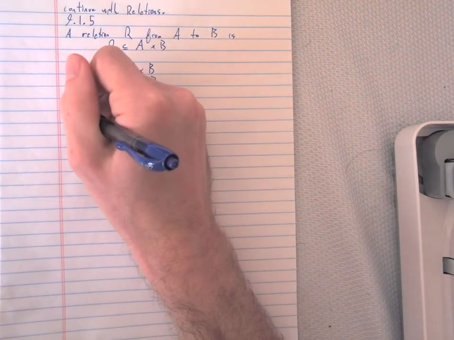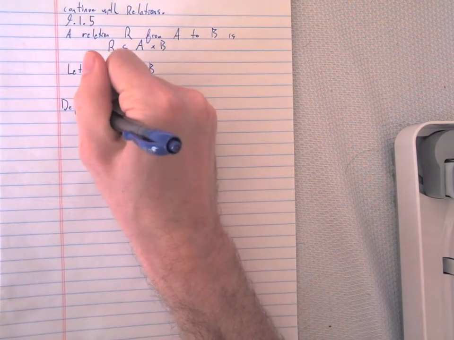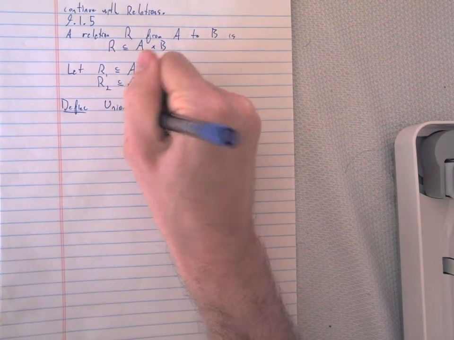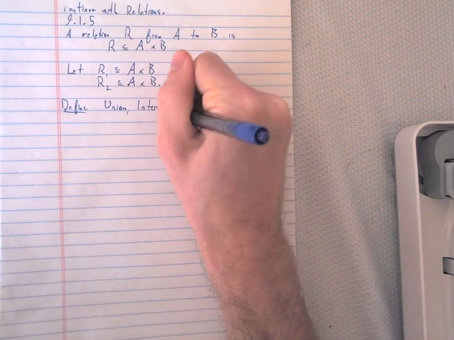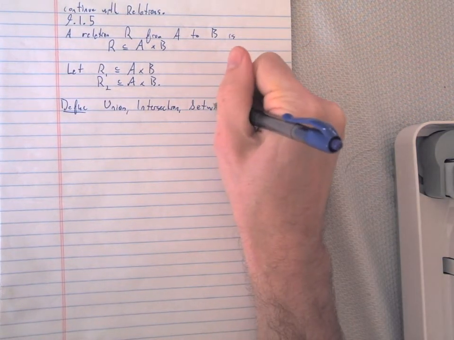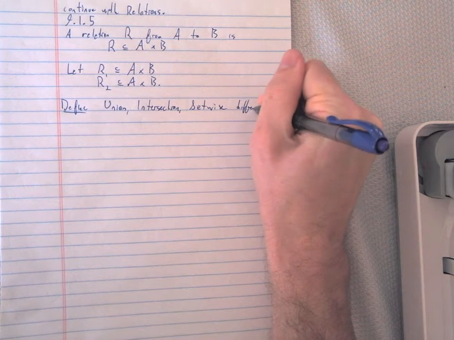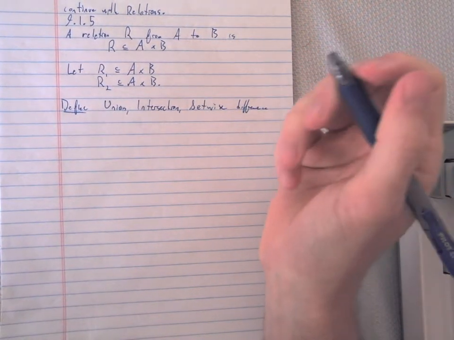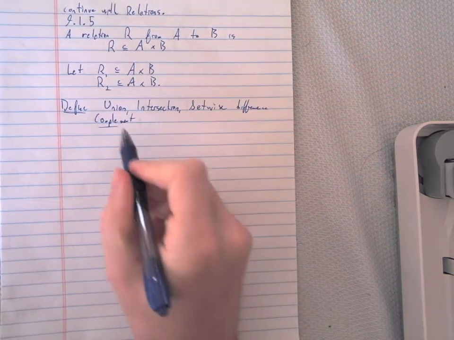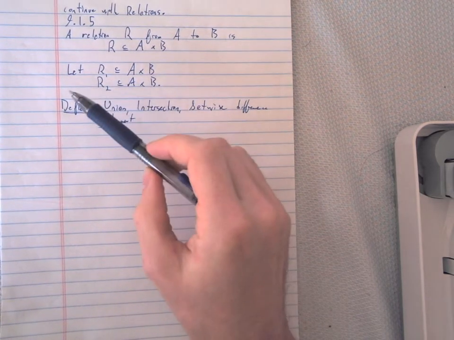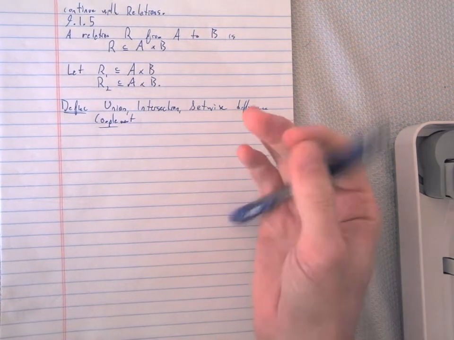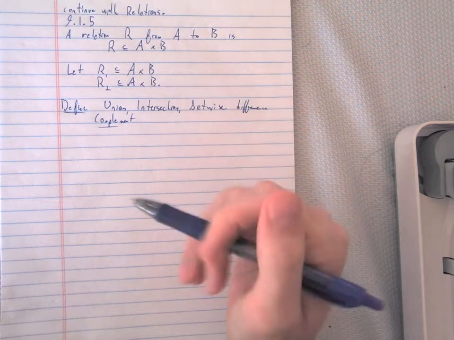The point is, we can now define the union of relations, the union, intersection, the setwise difference. We can define the complement, right? All of these setwise operations are now available to us once we are just discussing subsets of A cross B. So let me give an example.